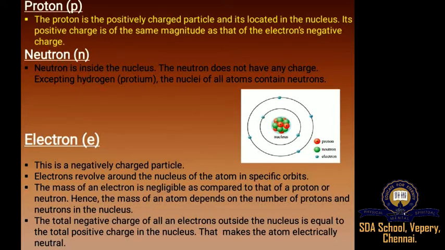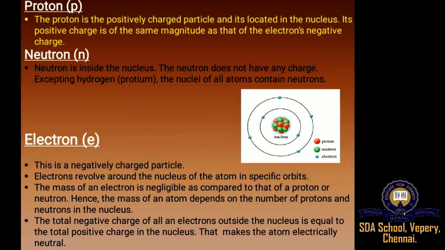Here you can see the structure of atom. In the middle, the nucleus is present and it consists of protons, the positive charge, as well as neutrons. Neutron is represented by green color and proton is represented by red color with a plus symbol. Neutron is neutral charge, right? It does not have any charge. And the electron, you can see the electron is revolving around the nucleus.